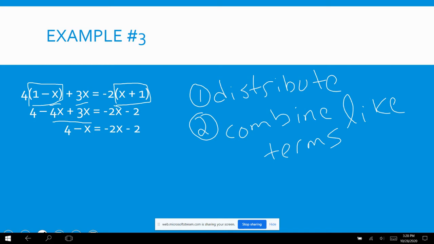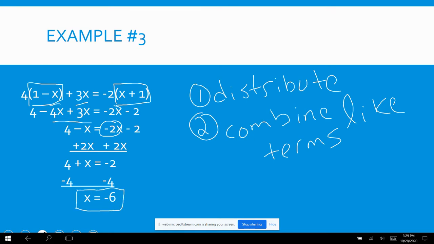And now we can start moving our x's to one side. Again, I prefer moving my x's to the left-hand side if it's the easiest thing to do. So I add my 2x, because this guy right here is a negative 2x. Add my 2x, and I have a positive 4 that I can just subtract from both sides. I'm given x equals negative 6. And again, you can check your answer by substituting that into the original equation. So here you must distribute, combine like terms, and then move all your x's to the same side.